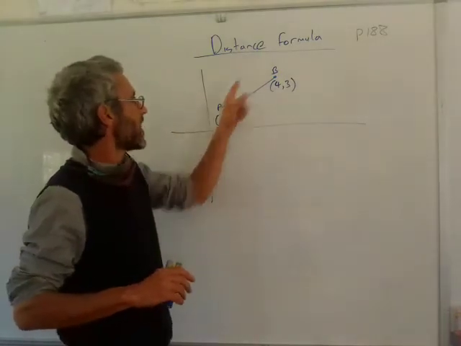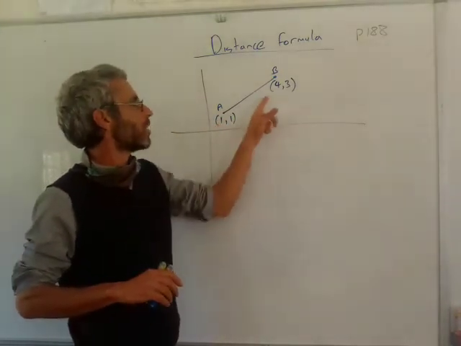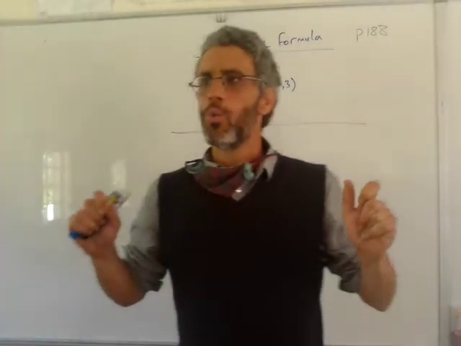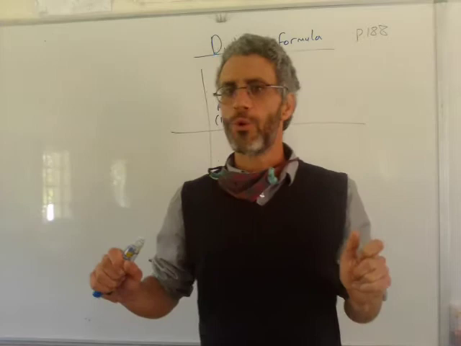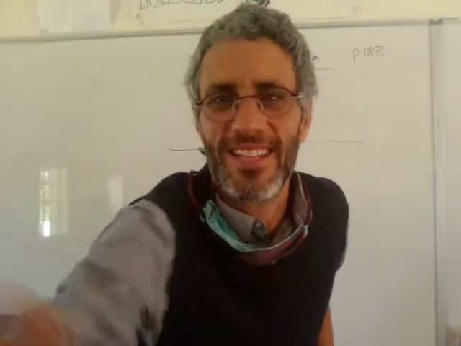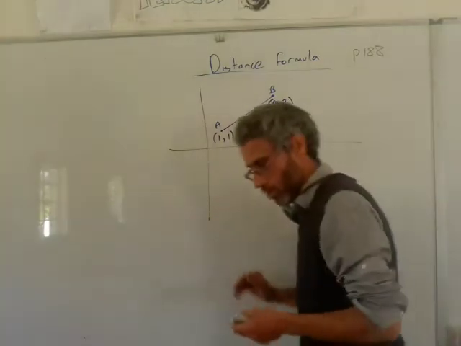Two points, A and B, with coordinates (1, 1) and (4, 3), and I ask a very simple question: what's the distance between these two points? I'm just going to pause here for a second to hear what you've got to say. All right, good. So I got the answers all correct.